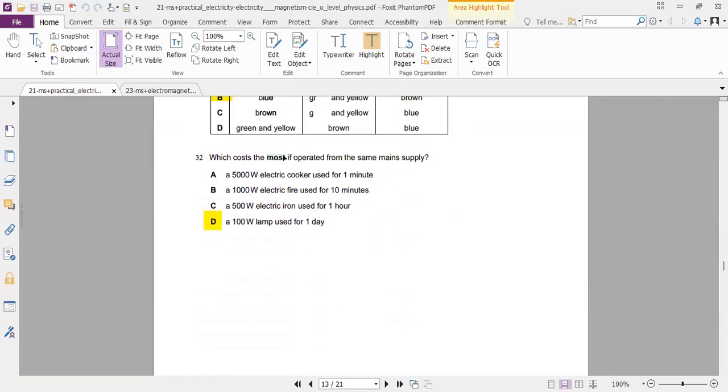Which costs most? So you have to multiply the power with the time and you get the largest number in D. 0.1 times 24 gives you 0.24.